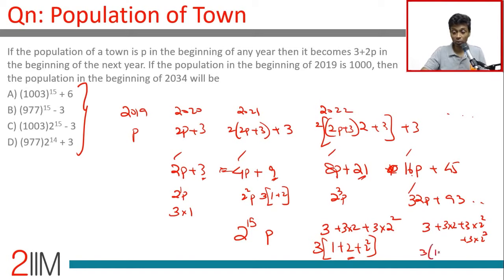Next, we'll have 3 into 1 plus 2 plus 2 square plus 2 cube. Or, we keep on doing this. This is year 1, year 2, year 3, and so on. Finally, what will you get?